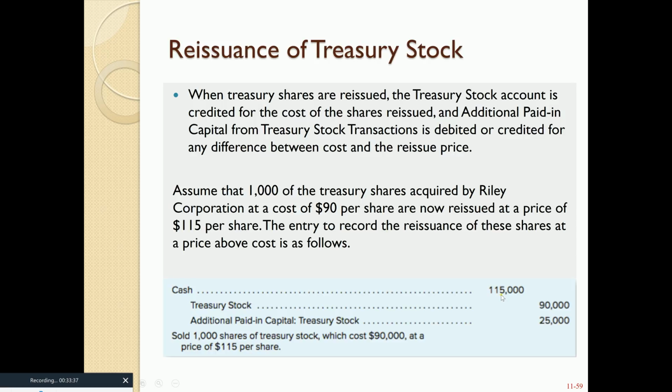Now here's the accounting that you really need to understand. We're going to credit treasury stock when we sell it back. Now it came into the treasury at $90 a share. It's going to come out of the treasury at $90 per share. That is why we credit treasury stock, not for the full $115,000, but for $90,000. Once again, it came into the treasury at $90 a share. It's going to leave the treasury at $90 per share. Any monies received above and beyond the original price is going to go to additional paid-in capital for treasury stock.